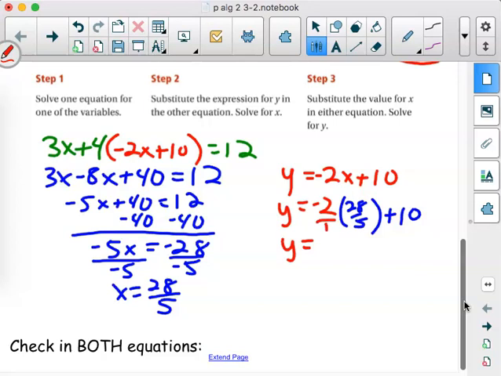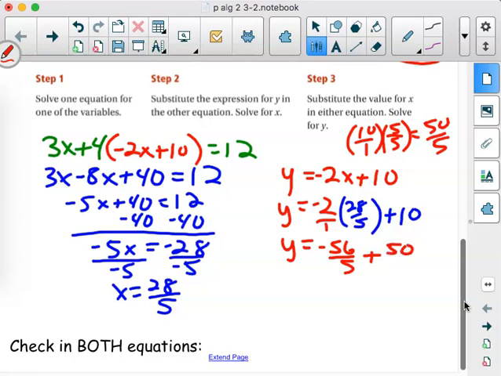Top times top, bottom times bottom. So negative 56/5. And now I have 10 over 1, and I realize I need it to be over a 5. So I'm going to have to multiply the top and the bottom by 5, and that would give me 50/5. And y will equal negative 56 plus 50 would be negative 6/5.